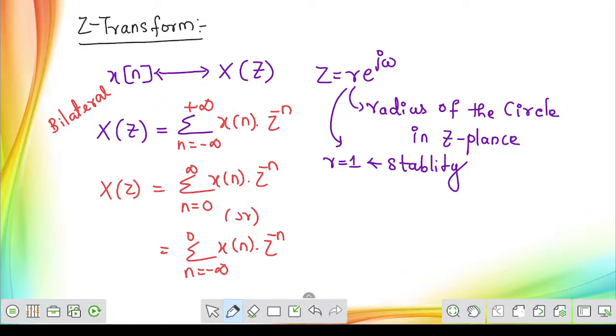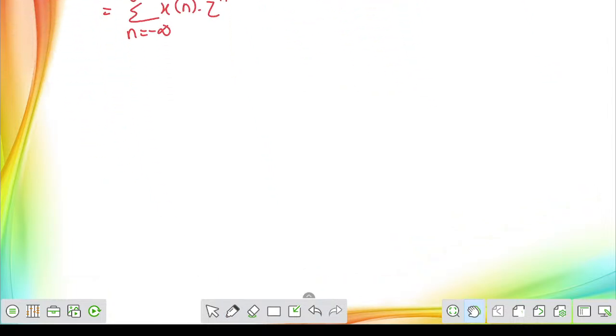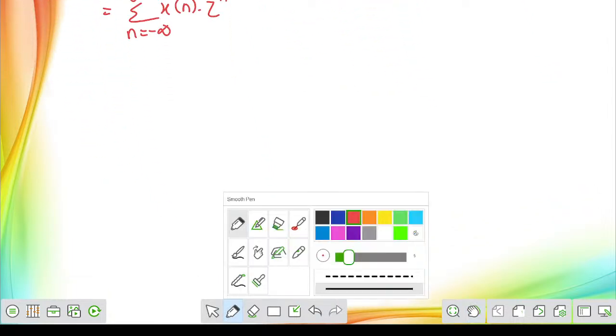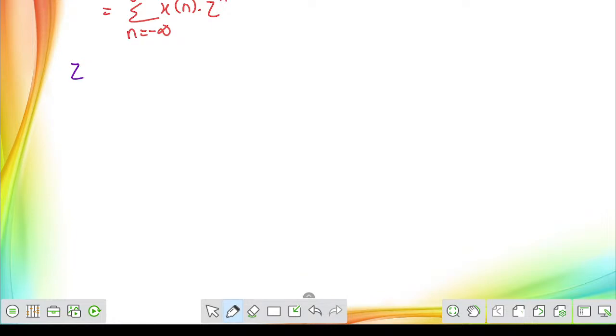Next, immediately let us discuss inverse Z transform. We are in Z transform. So this is how we are utilizing a formula to convert a signal from n domain to Z domain. Suppose I have something in Z domain and I would like to convert it into n domain. That is called inverse Z transform.